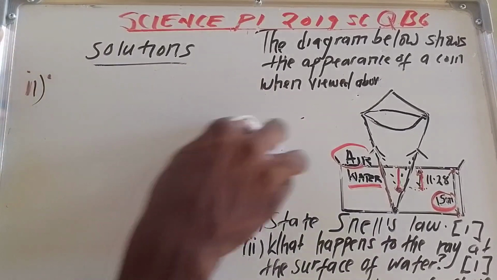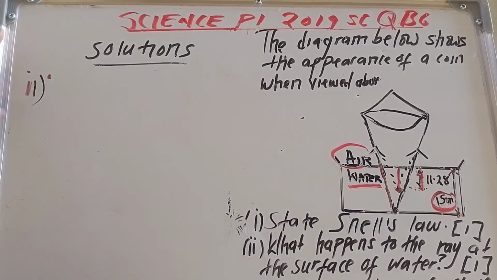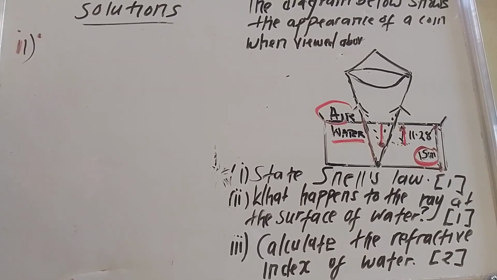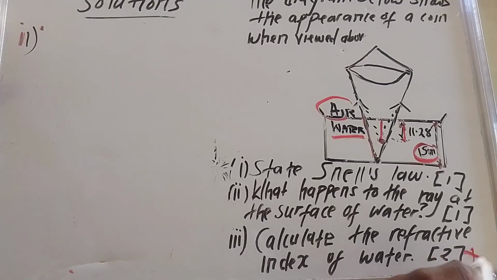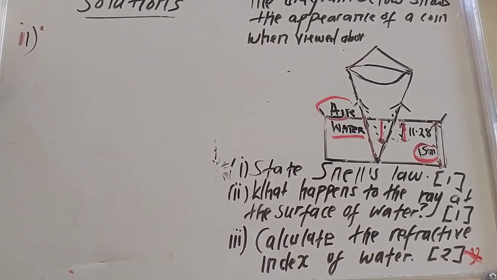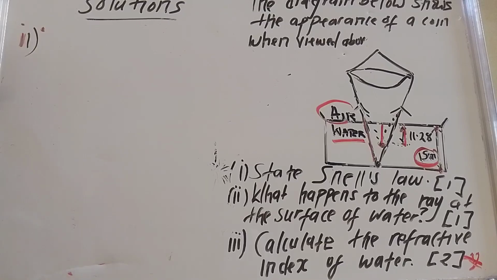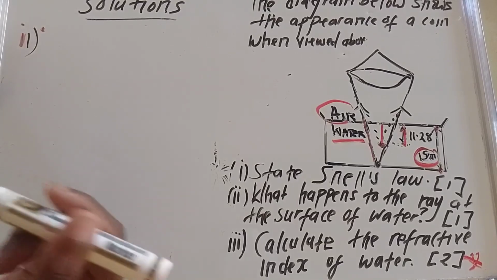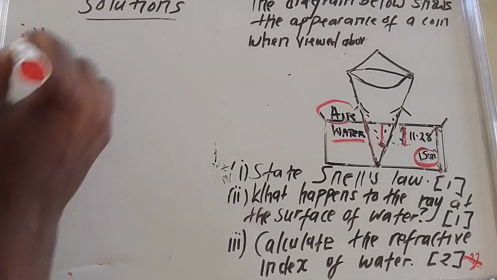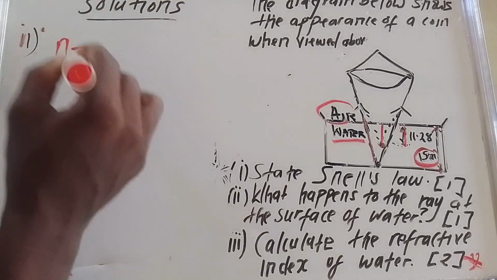Let's go to question 3. I want you to understand this question because, as you can see, we have been given 2 marks. The question is saying, calculate the refractive index of water. For you to calculate the refractive index, the first thing you need is to understand the formula. This is the formula we normally use.